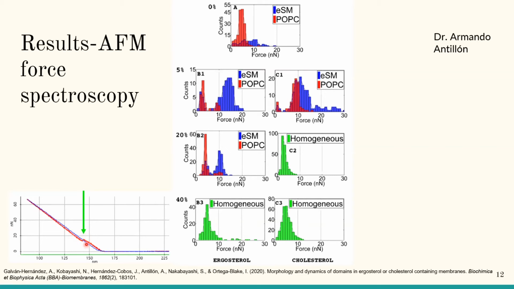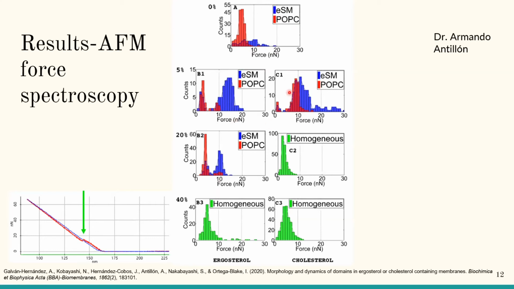So what we did with our in-house program was analyze the force at which this breakthrough event occurred, and then we made breakthrough force histograms from that. This was done with the help of Professor Armando Antijan from ICF. Since we have the topographic images, we can discriminate where we were taking each of the individual curves. So we know if we were on the POPC enriched region or on the sphingomyelin region, and we could color these different histograms to get a better glimpse of what happens.